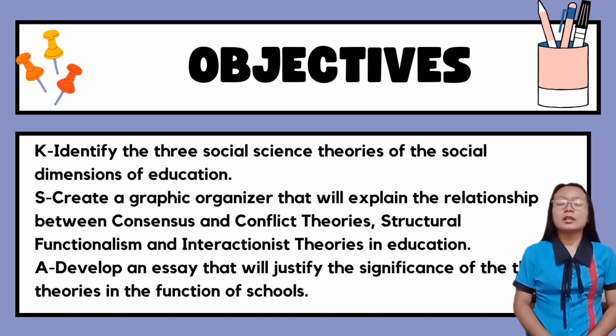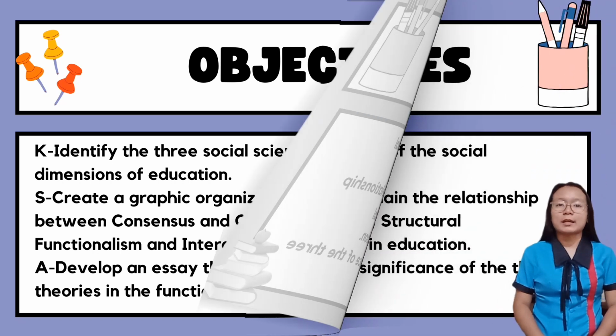Sociologists consider education a super important building block of society. They use different ideas or theories to understand how schools work and why things happen the way they do in education. These ideas help them figure out how to make schools better. Now, we will discuss the topic consensus and conflict theories. But before that, let us first define the words consensus and conflict.